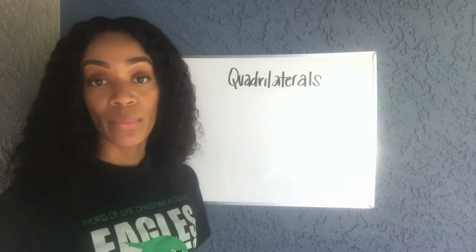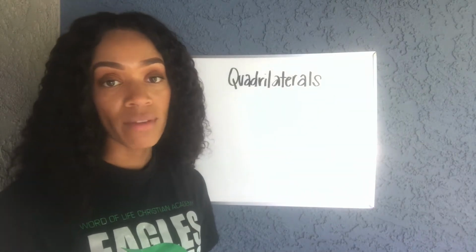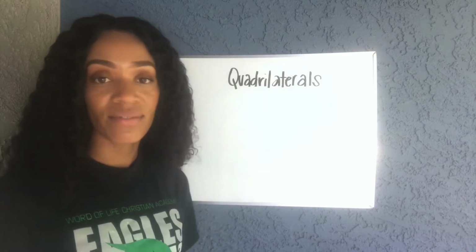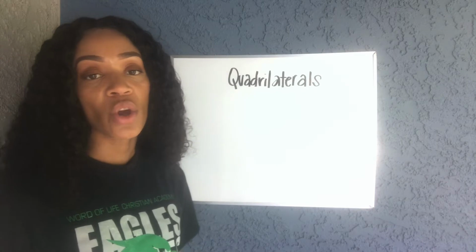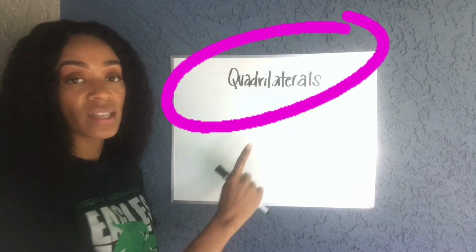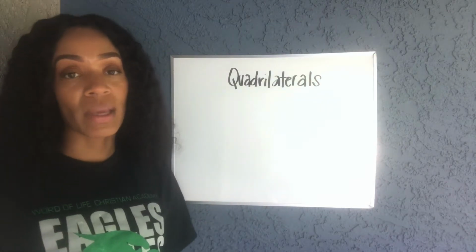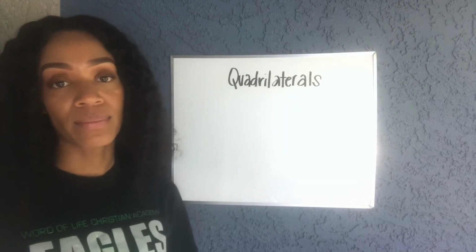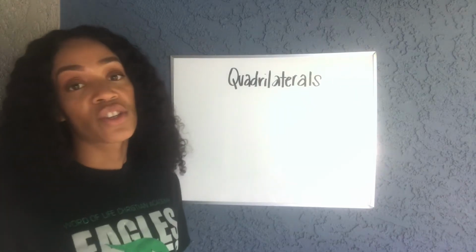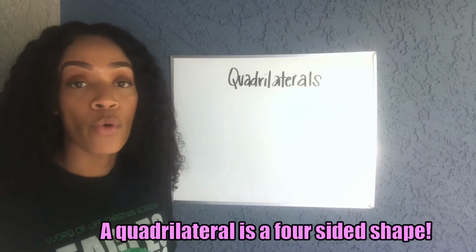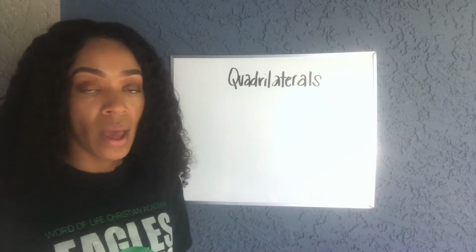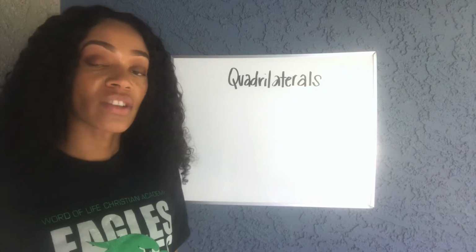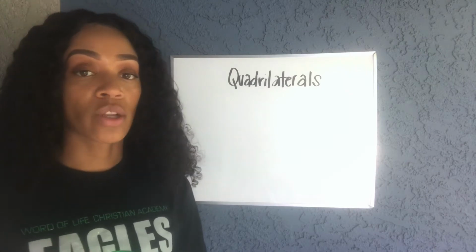I am checking in with you guys so that we can complete lesson 45, and the topic is classifying quadrilaterals. The first thing that I want you guys to do is to go ahead and put this in the middle of your note-taking paper because we're going to talk about quadrilaterals today. So the basic definition of quadrilateral is a four-sided shape, and we talked about that in lesson 32. But to go a little bit deeper, we're going to talk about the different classifications of quadrilaterals.